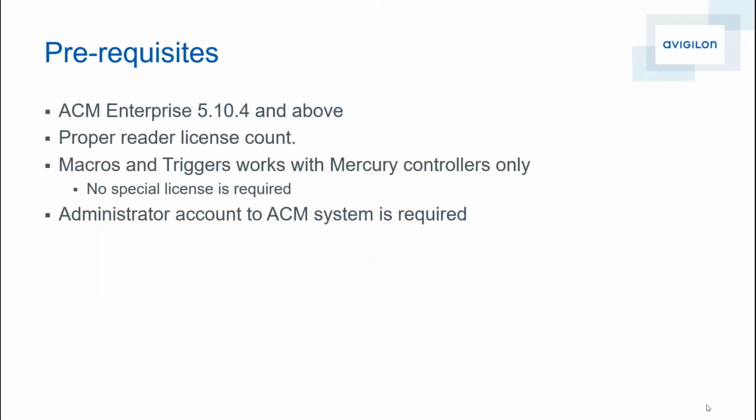In this tutorial, we are going to cover the ACM macros and triggers. So let's take a look at some of the prerequisites for this application. You should be running ACM Enterprise version 5.10.4 or above. In reality, any of the versions of the enterprise system will work. We'll have standard macro and trigger functionalities.